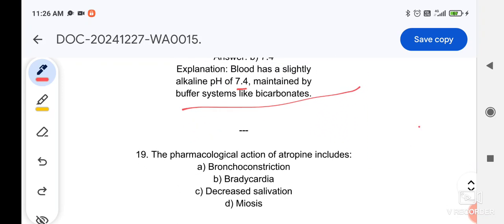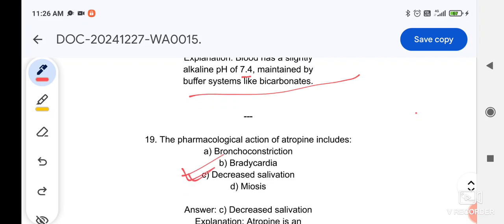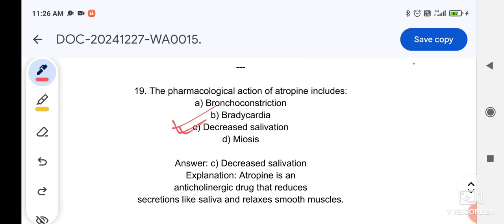The pharmacological action of atropine includes: option A bronchoconstriction, option B bradycardia, option C decreased salivation, option D miosis. The correct answer is option C, decreased salivation. The pharmacological action of atropine includes decreased salivation. Atropine is an anticholinergic drug that reduces secretions like saliva and relaxes smooth muscles.